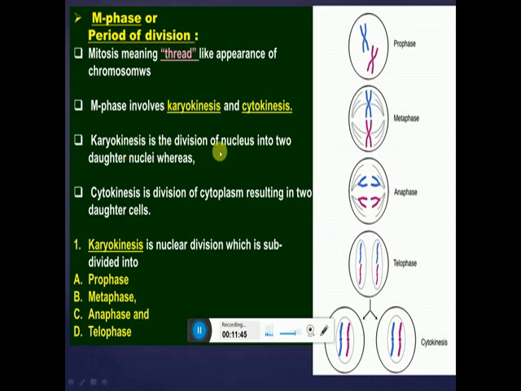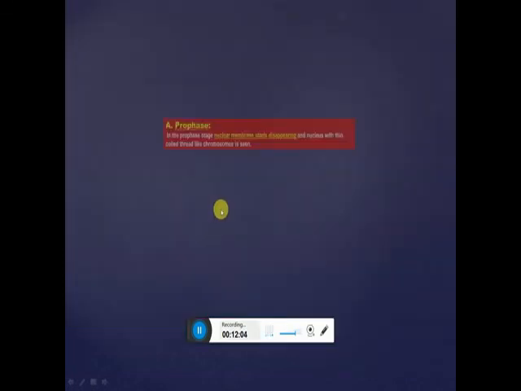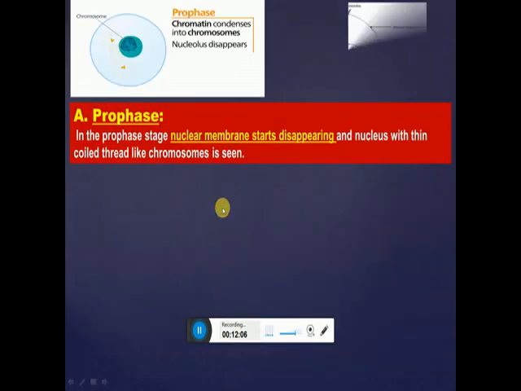Karyokinesis is the division of the nucleus into two daughter nuclei, whereas cytokinesis is the division of cytoplasm resulting in two daughter cells. So first we are going to see karyokinesis. There are four sub-stages: prophase, metaphase, anaphase and telophase. We are going to see them one by one. The first one is the prophase.